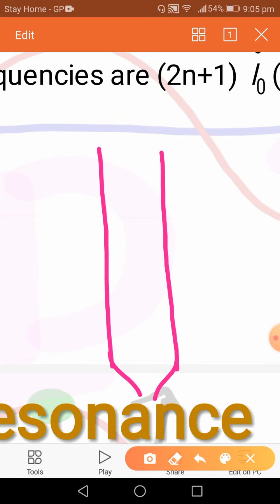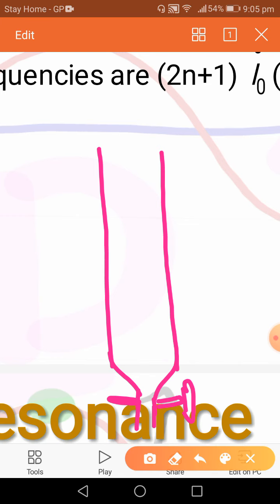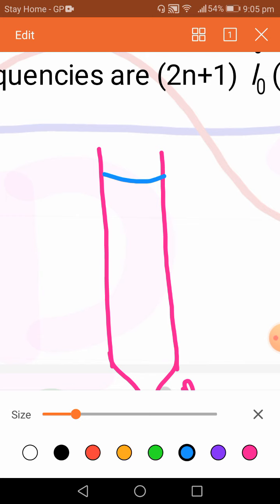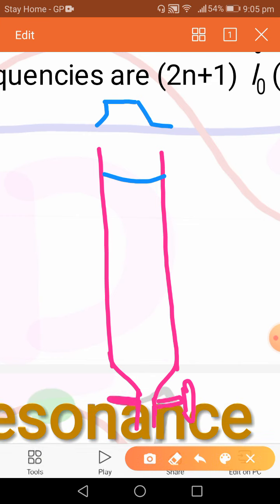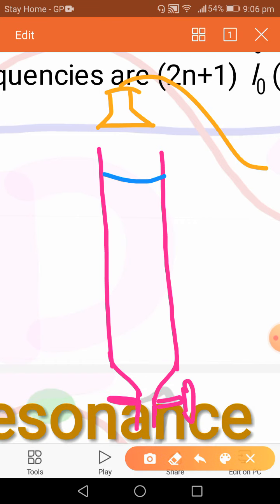So this is a burette with a tap around here. We have water inside, and here you have a sound generator. Sound is being generated from here, so the sound wave is coming from here and is being reflected in the upward direction.